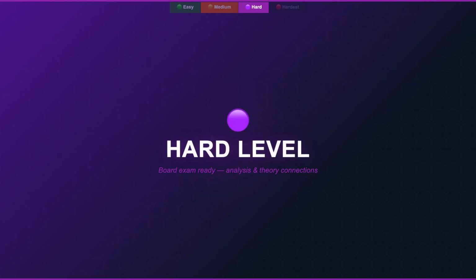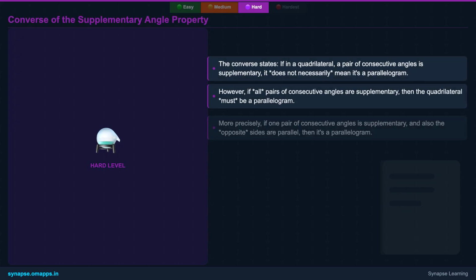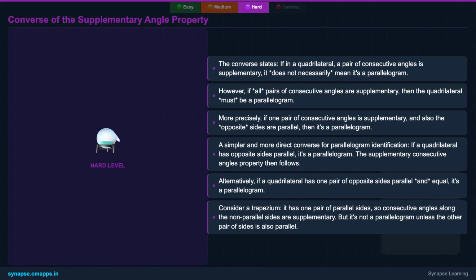Let's uncover more intricate details and connections. The converse states, if in a quadrilateral, a pair of consecutive angles is supplementary, it does not necessarily mean it's a parallelogram. However, if all pairs of consecutive angles are supplementary, then the quadrilateral must be a parallelogram. This helps us identify parallelograms based on their angle relationships.